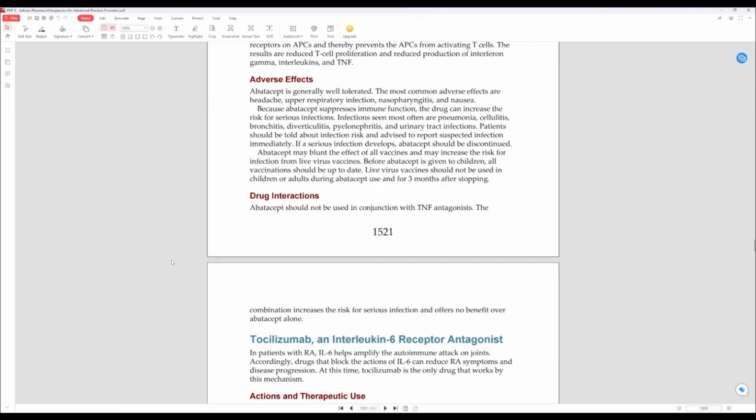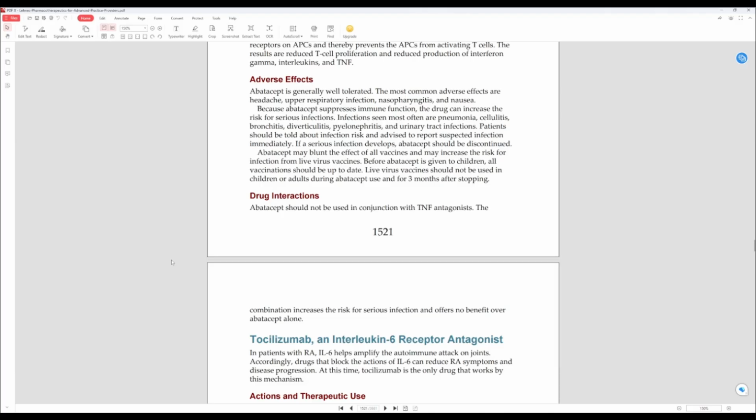Because abatacept suppresses immune function, the drug can increase the risk for serious infections, such as pneumonia, cellulitis, bronchitis, diverticulitis, pyelonephritis, and UTIs. Patients should be told about these infection risks and be advised to report suspected infection immediately. If a serious infection does develop, abatacept should be discontinued.